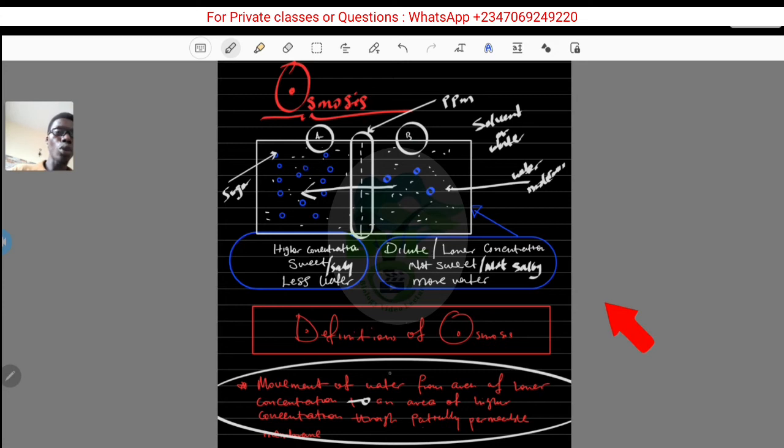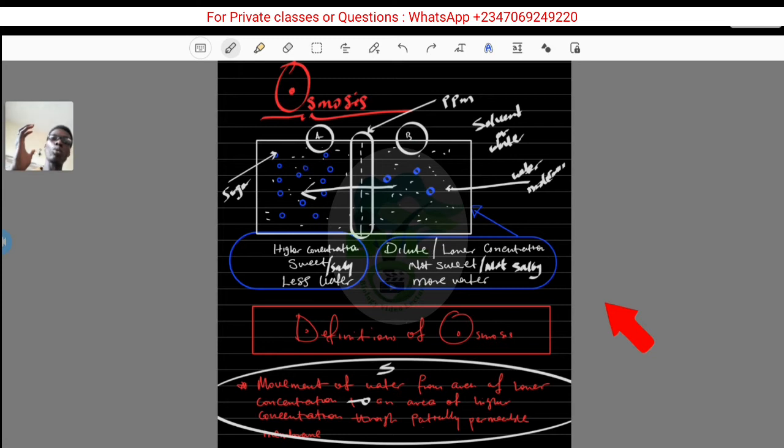It's referring to solute definition. It's talking about the amount of solutes it has. So it means from where you have lower solutes to where we have higher solutes. This is very, very important. So that explains the first, this is the most common definition.